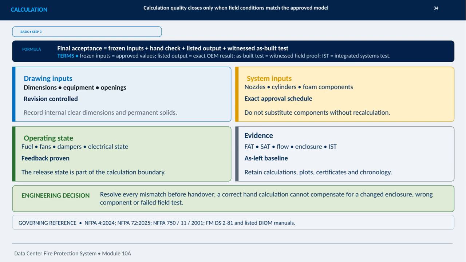a clear chronology. The engineering decision is straightforward. Resolve every mismatch before handover. A correct calculation cannot compensate for a changed enclosure, an incorrect component, or a failed field test. These decisions should be aligned with the governing NFPA, FM, and listed DITM references.